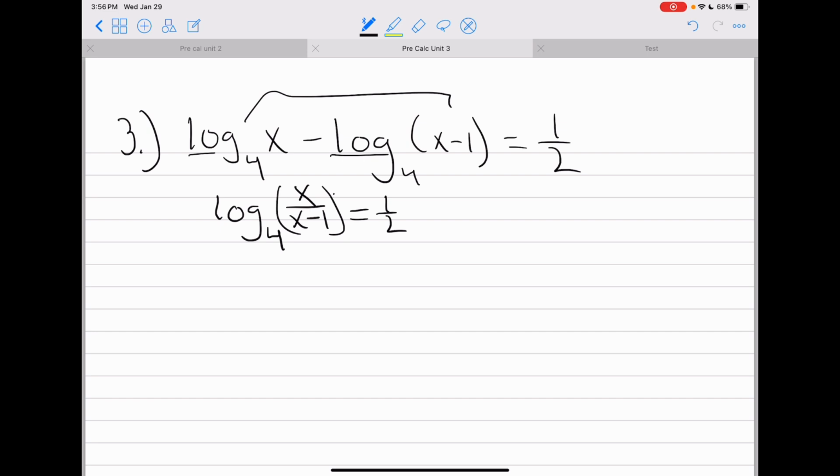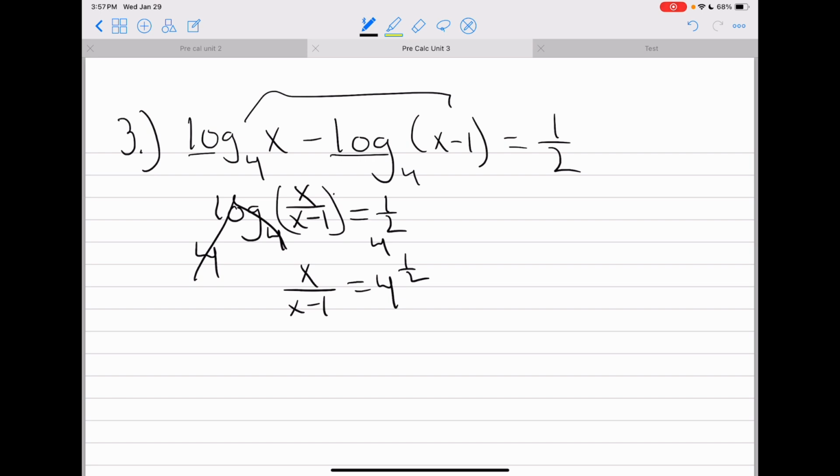Step 2 says use algebra to isolate the base, or we kind of are isolating our variables. 2 and 3 are kind of the same thing. We got to isolate the variables or get closer to isolating our variable. So I got log base 4. I can exponentiate that. Those are gone. So I'm left with x over x minus 1. And I got to exponentiate this. This is 4 to the 1/2 power.